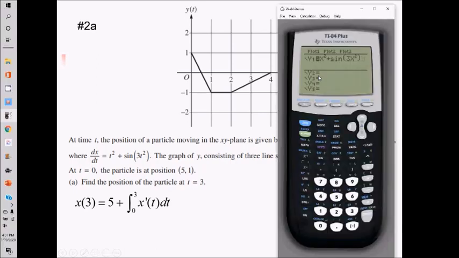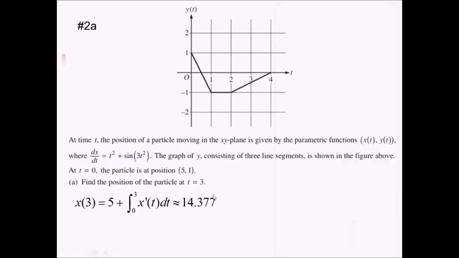Before I do anything else, I'm going to put this dx over dt function as my y1 on my calculator, so I never have to write it again. And now quitting out of there, I've got 5 plus math 9, and we're going 0 to 3. Let's see, alpha trace y1 dx all comes out to roughly, drum roll please, 14.377. So that's the x value of my position at time 3.